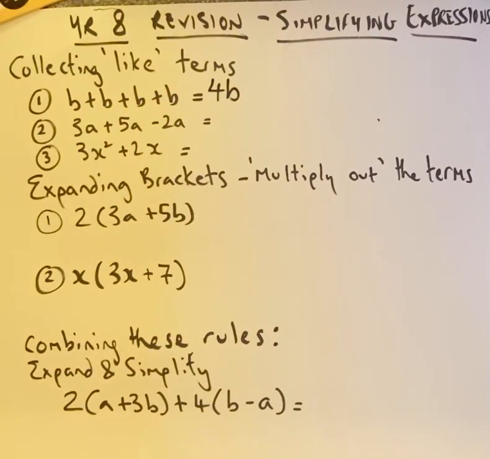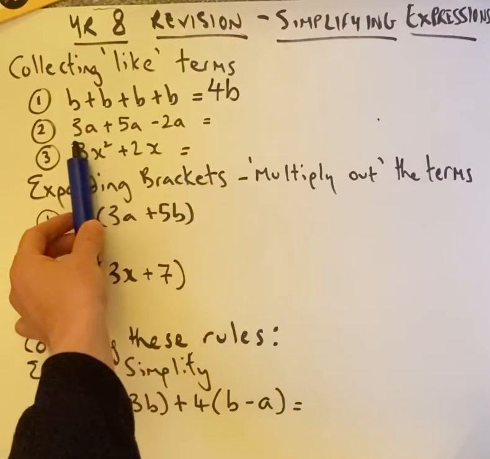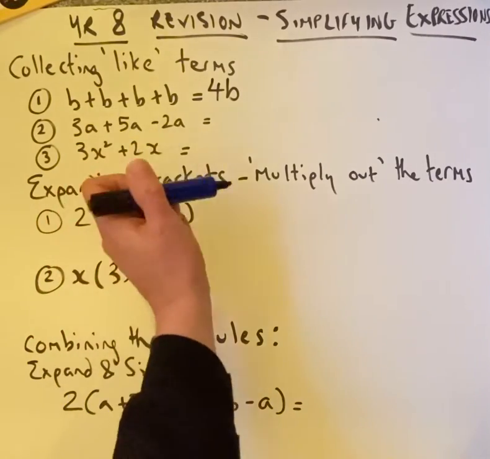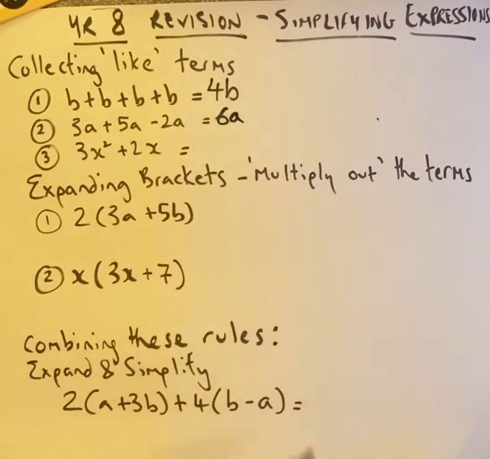So when we write an algebraic term simplified, the number at the front tells you how many lots of that term you've got, and we always put the number at the beginning of a term. So we don't write b4, we always write 4b. For the second one, we've got 3a add 5a is 8a, but then if we take off 2a, that leaves us with 6a, or 6 lots of a. And again, we don't need to write the times sign, we just write 6a.